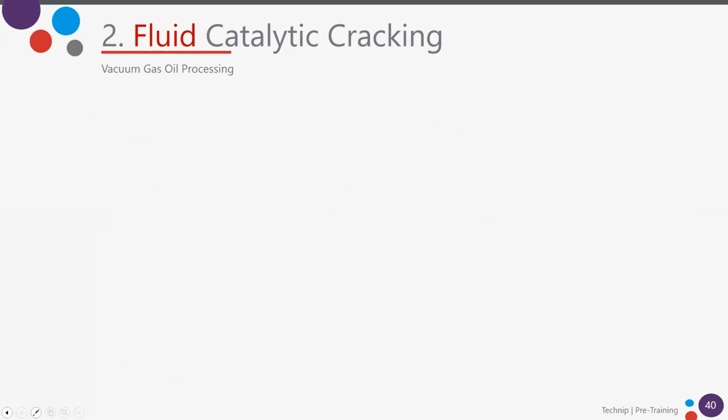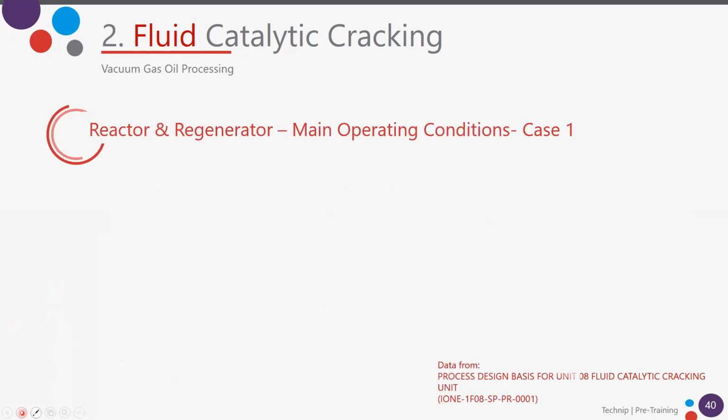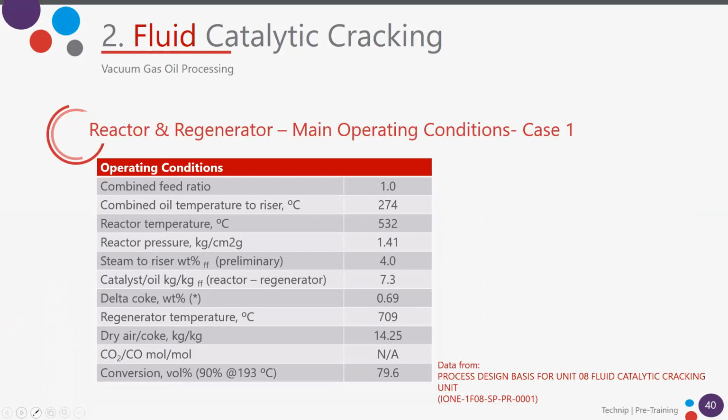Okay, these are the main operating variables that I wanted to show you. Now I will show you the PFD with some of the conditions that we have seen, and also some of the design. We will see some of the operating conditions according to the design basis for the unit. Here, this is taken from the process design basis document, the same document that we saw before. You have some of these process design basis for each unit in the refinery. This is for case 1.